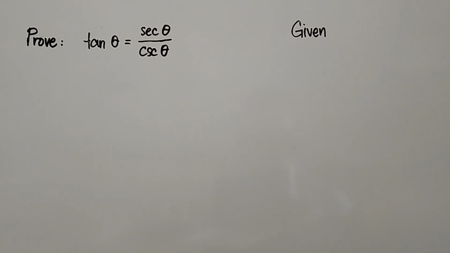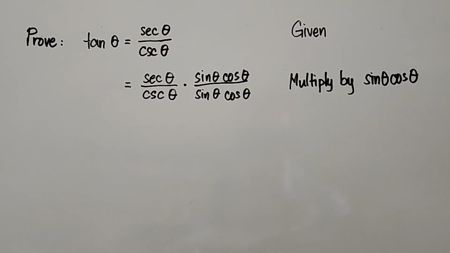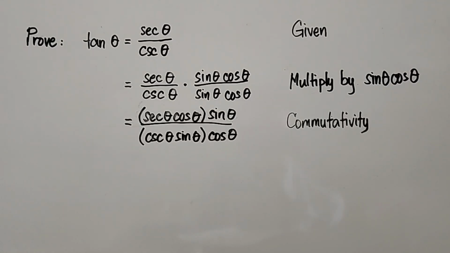Next, we will multiply both the numerator and denominator by sine theta cos theta. We will now multiply numerator by numerator and denominator by denominator. And by the principle of commutativity, we can rearrange their order. For the numerator, we have secant theta times cos theta times sine theta. And we regroup secant theta and cos theta together. For the denominator, cosecant theta times sine theta times cosine theta, and group cosecant theta and sine theta together.